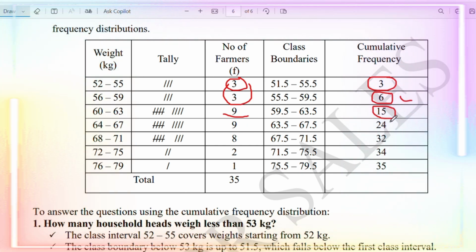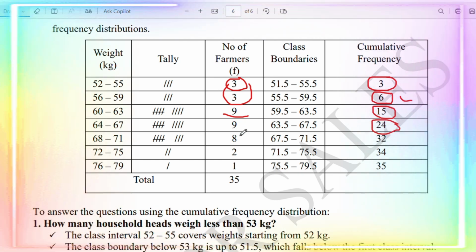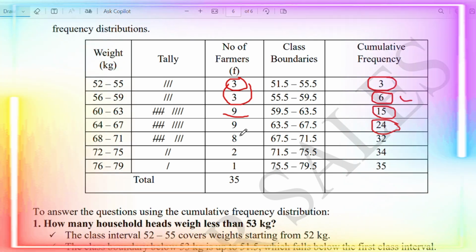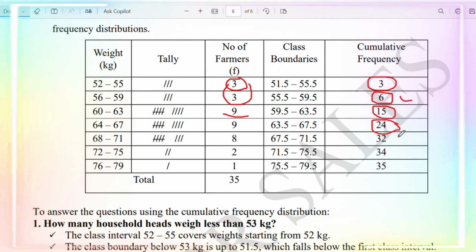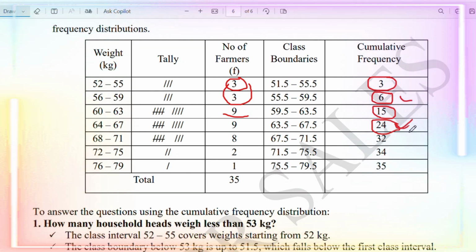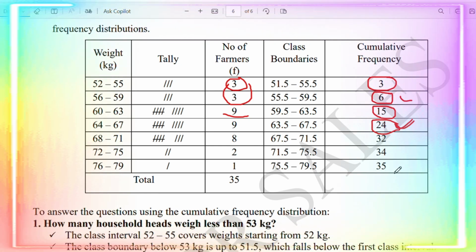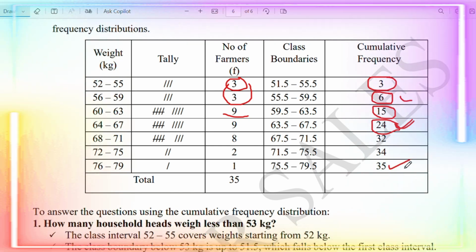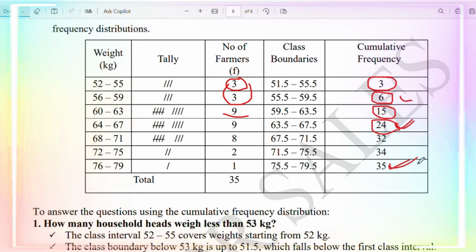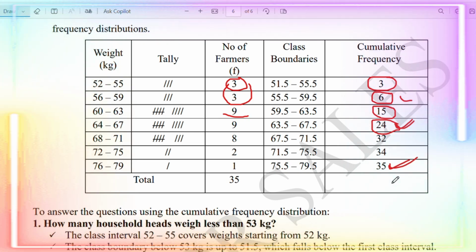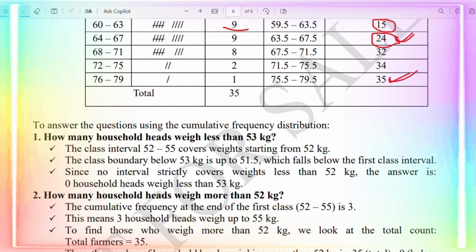That gives us 15. The same thing for the fourth class. That will be addition of all the frequencies till that level of fourth class. That will be 3 plus 3 plus 9 plus 9. That gives us 24. And that's what you do till you get to the last class. So such that cumulative frequency for the last class will be the total sum of the frequency column, which is 35. And that is how to obtain the cumulative frequency for the table.